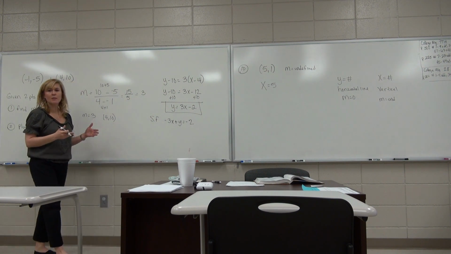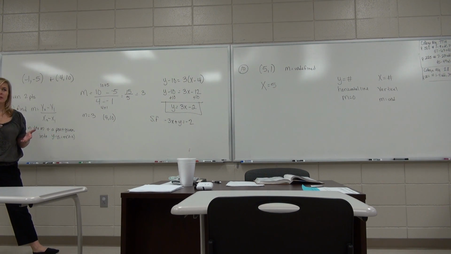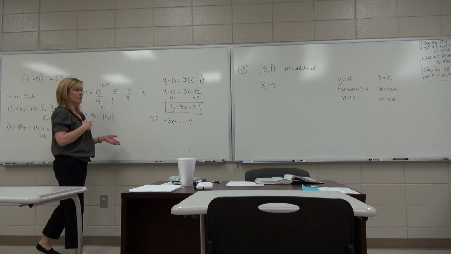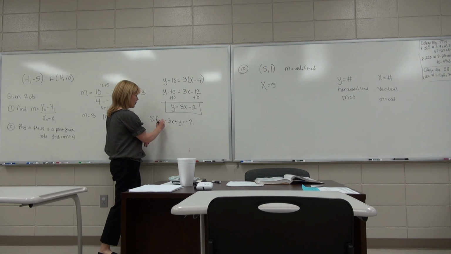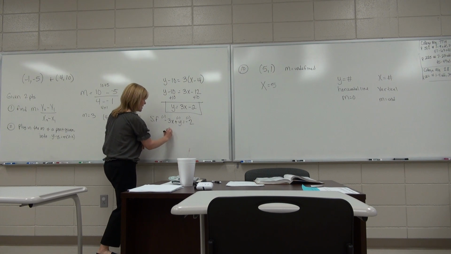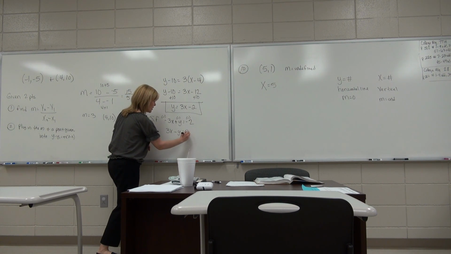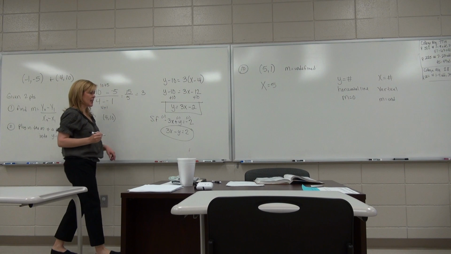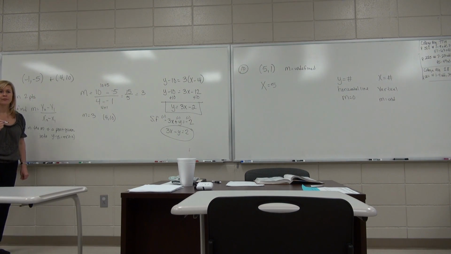Well, what do I need to do to make that leading term positive? Either multiply or divide everything by a negative, which just changes the signs. So that would be positive 3x minus y equals 2. So that's the answer in standard form. Leading term must be a positive whole number.